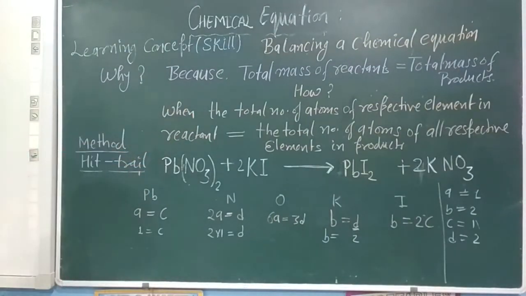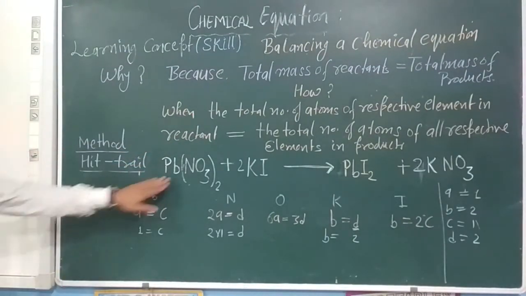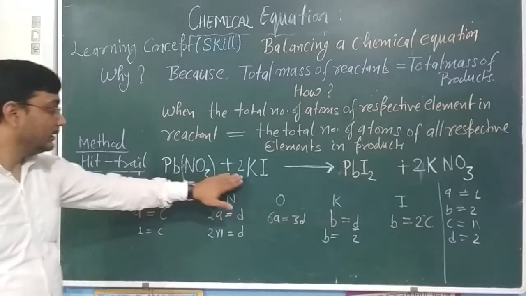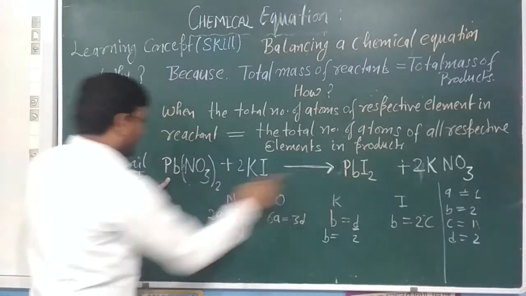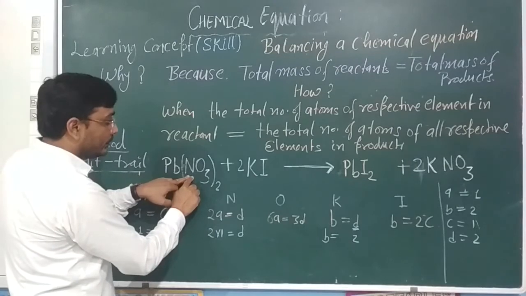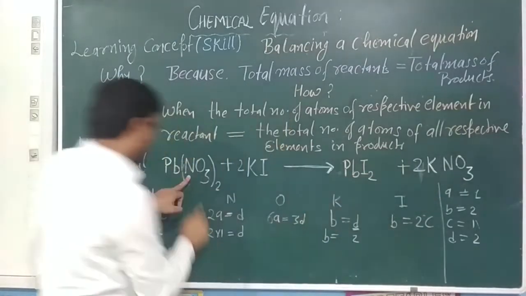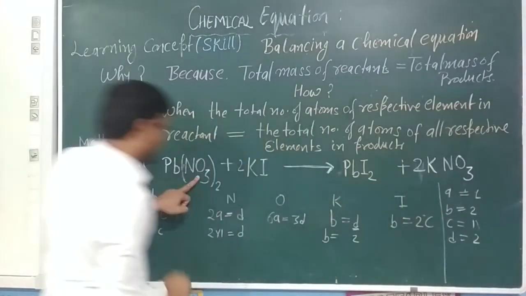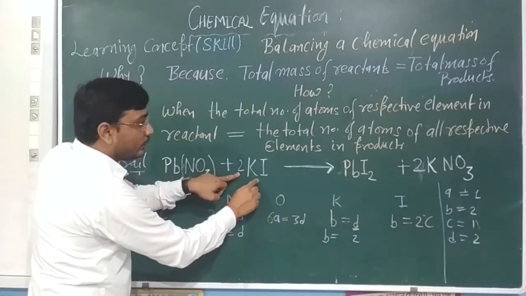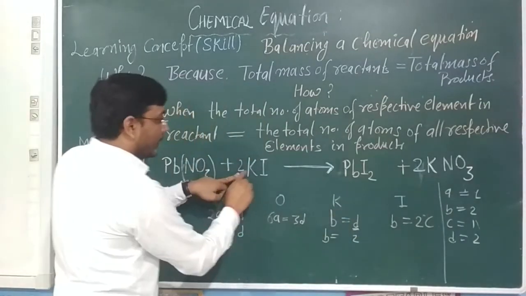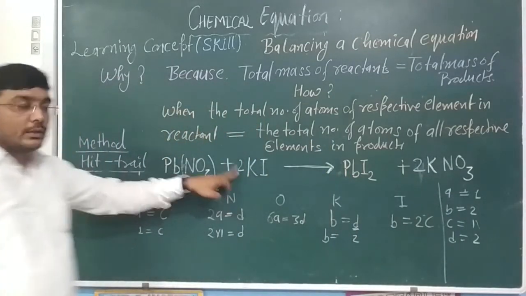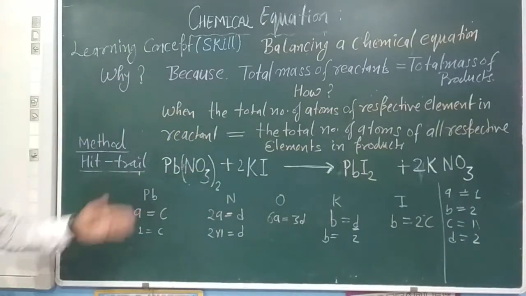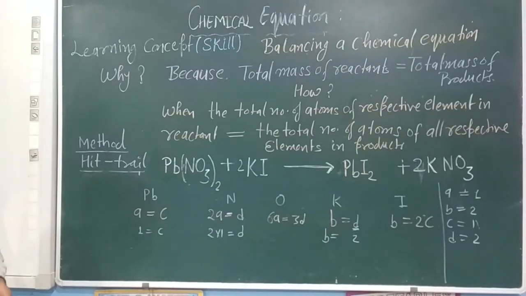Now you can match and calculate. Lead 1, nitrogen 2, oxygen 2 times 3 is 6, oxygen 2 times 3 is 6, potassium 2, iodine 2. So this is another method. I hope you learned something special.